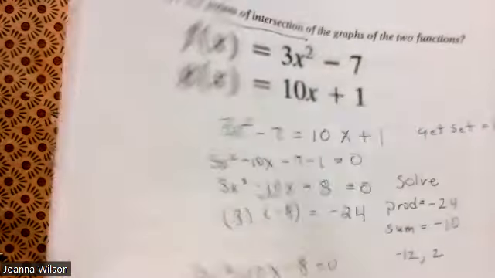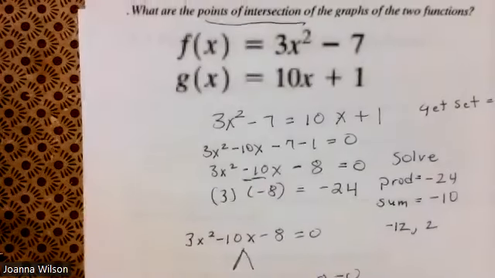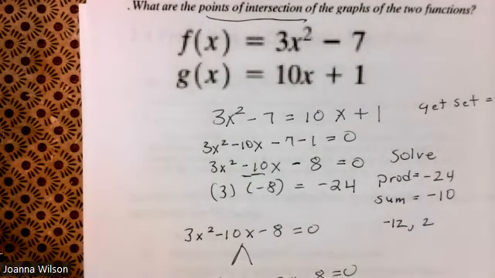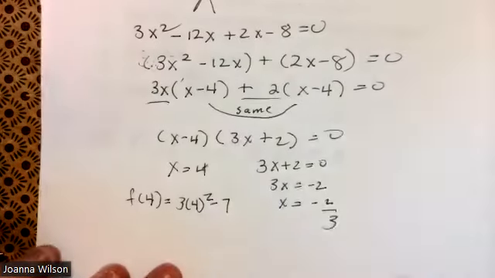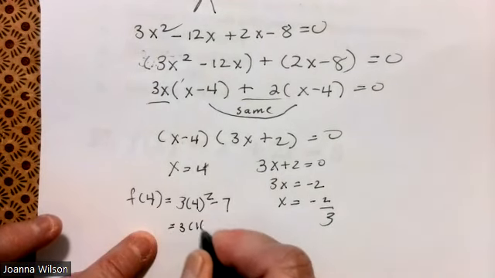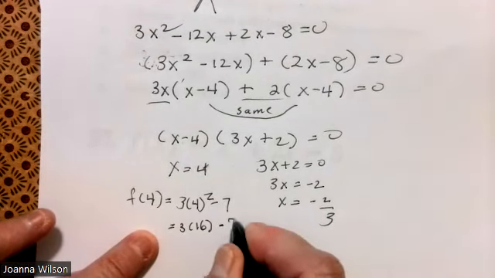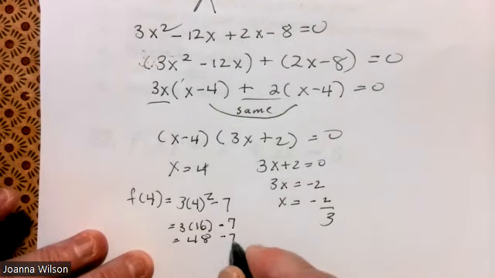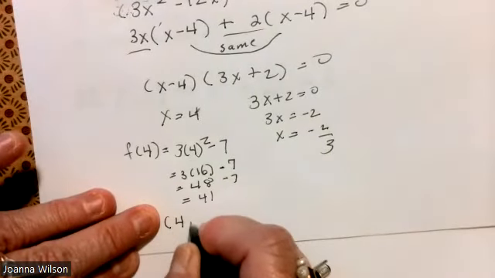So if I go to, say, find f of 4, so this is what I'm doing down here. So I get 3 × 16 - 7, and that's 48 - 7, and so that's 41. So one of the points of intersection is (4, 41).